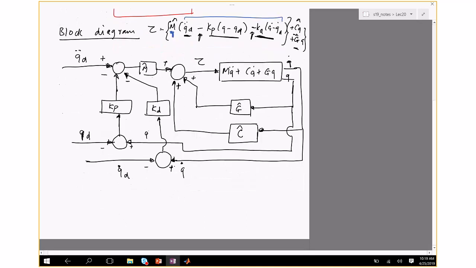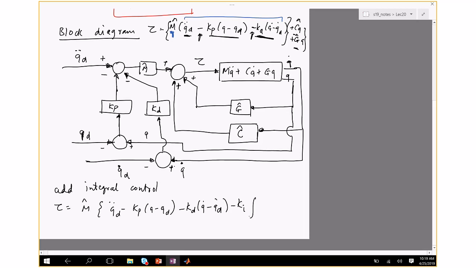Okay, if you want to add integral control, which you might need to do if there is a steady state error, the controller will look like this: M hat times q double dot d minus Kp q minus qd, minus Kd q dot minus qd dot, minus Ki integral of q dt. It should be q minus qd. The integral should be over q minus qd dt. Okay, that finishes things inside the bracket, plus C hat q dot plus G times q. So it's by far very complex, but it will get the job done. Okay, again, recommended for steady state error.